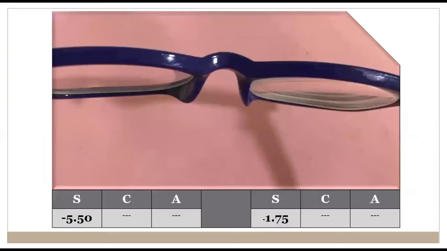And this is a picture of a pair of spectacles where the right lens here is minus 5.5. And you can see how many concentric rings at the edge of this lens, while the left lens is only minus 1.75. So in order to understand how optical correction in anisometropia can cause aniseikonia, we need to revise some optics terms.